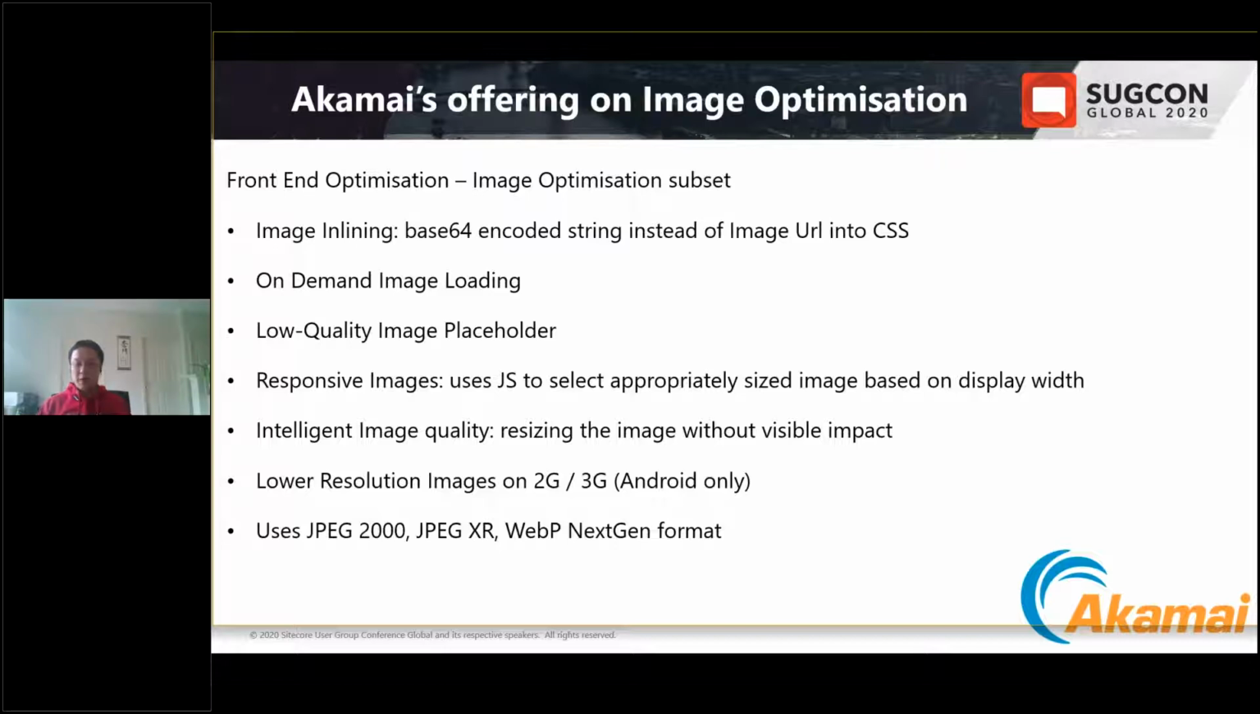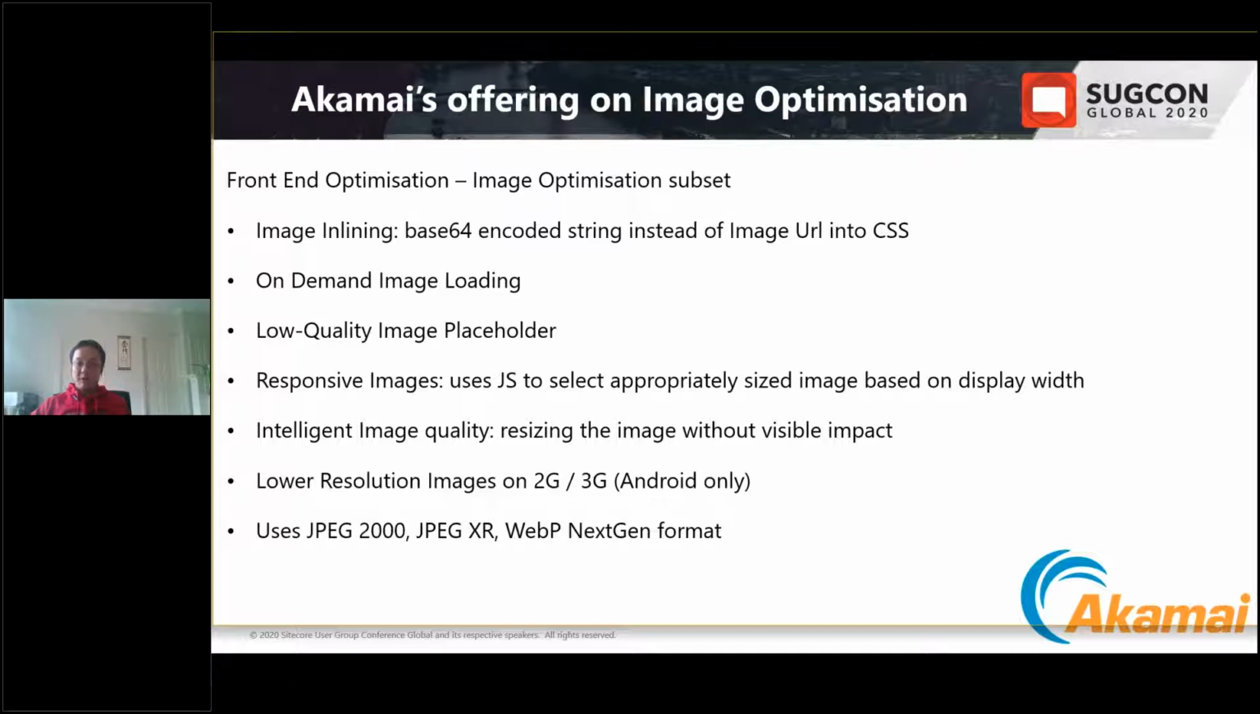On-demand image loading does not load the image until it is in the viewport. Low-quality image placeholder, just like Mirage, serves a blurred image first before it serves the full image. Responsive image: to facilitate responsive images, different size images are created during the page analysis. In a mechanism similar to on-demand image loading, the image tag in the page is modified to prevent the browser from going out and fetching the image. So JavaScript is used to select the appropriate size image based on the display width.